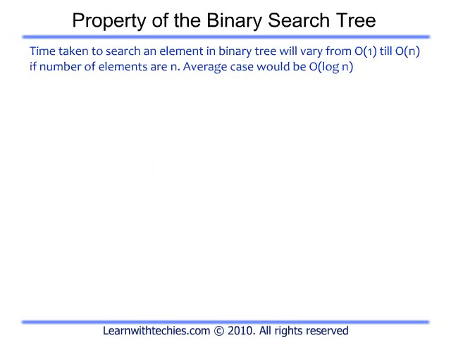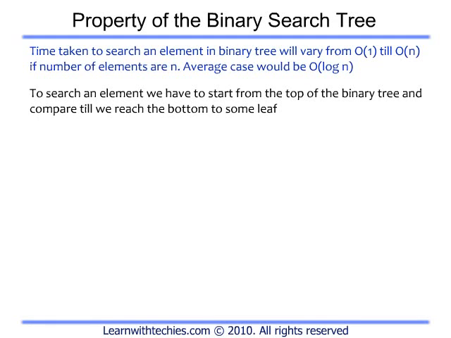You can see each node satisfies the two properties. If we have n elements in a binary search tree, time taken to search an element in the tree will be somewhere in between O of 1 and O of n. Let's try to prove it. Searching any element will result in locating that element from root node till a leaf node if search is successful. Otherwise, even after reaching leaf node, element cannot be located.